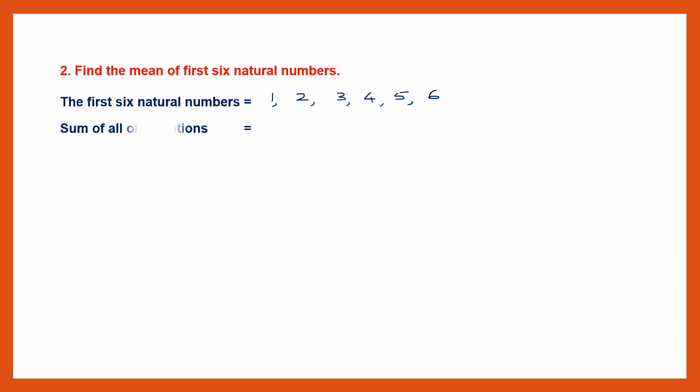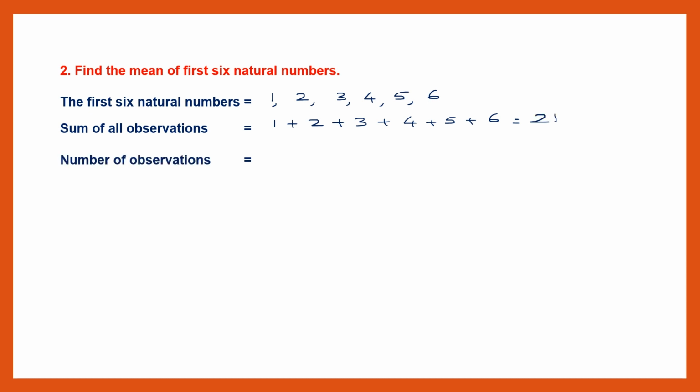Now we have to find the sum of the observations. So the first 6 natural numbers are the observations. We have to find the sum. 1 plus 2 plus 3 plus 4 plus 5 plus 6. We have to find the sum of all these observations. So the sum of these numbers, when you add up, you get 21.